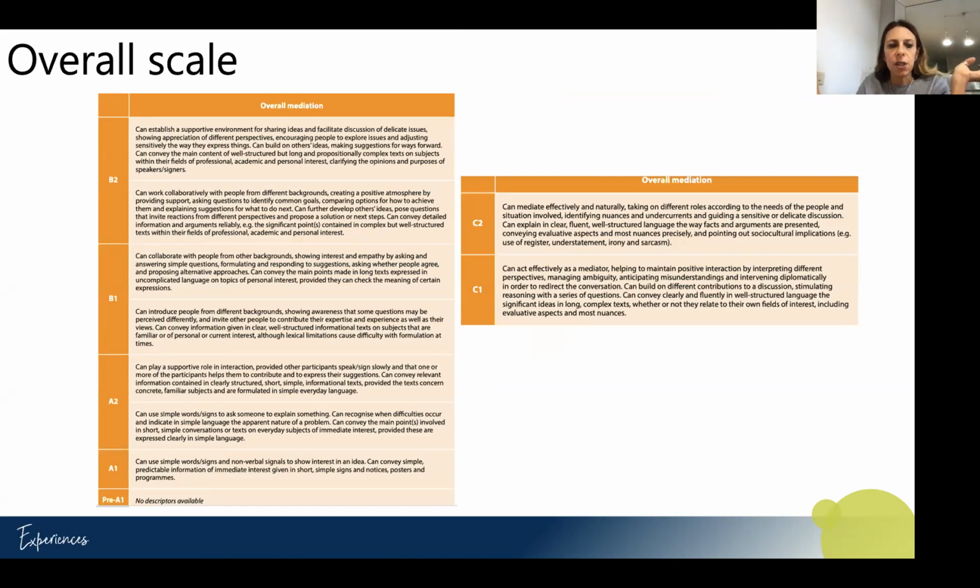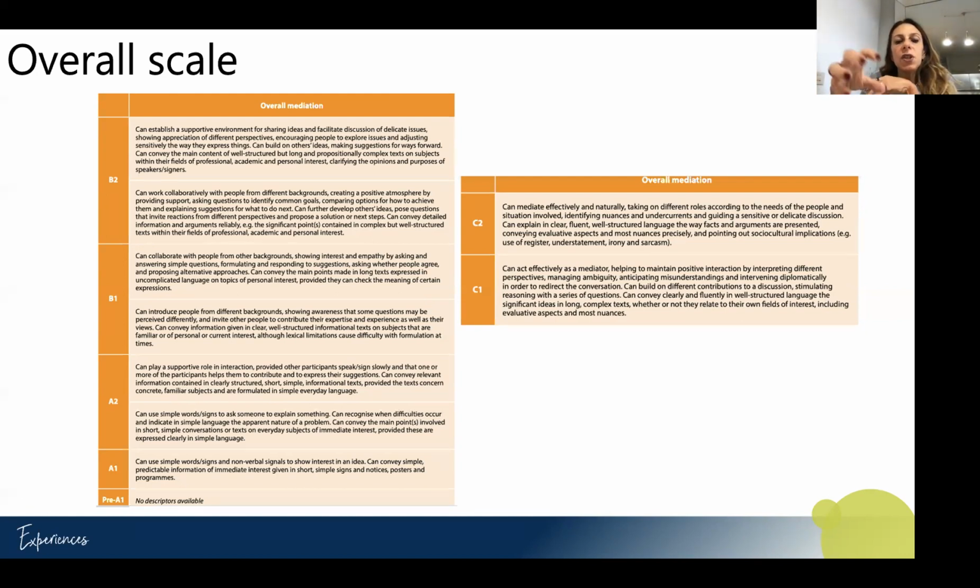The overall mediation, as you know, in the CEFR CV, we have, first of all, as a new thing, the pre-A1 level. There are no descriptors available for the scales because it's a really basic level, and it's so difficult at this level to mediate. But this is important because in the CEFR 2001, all the scales started from A1. So considering very young learners is a highlight of the CEFR CV.